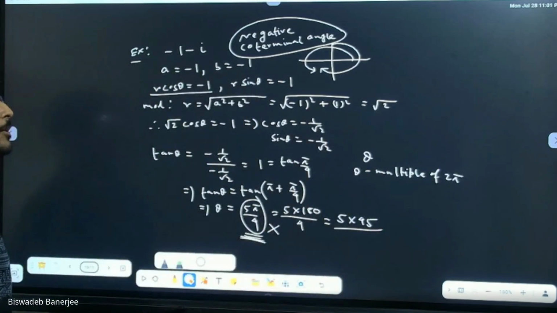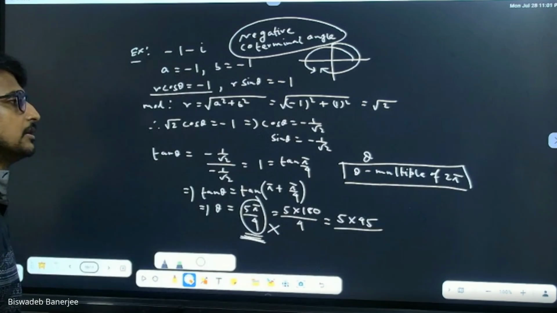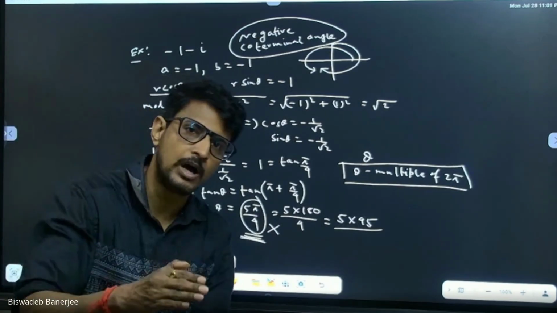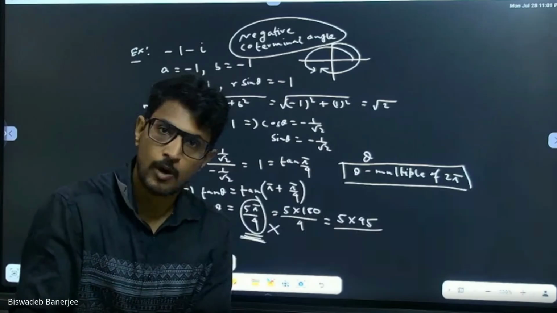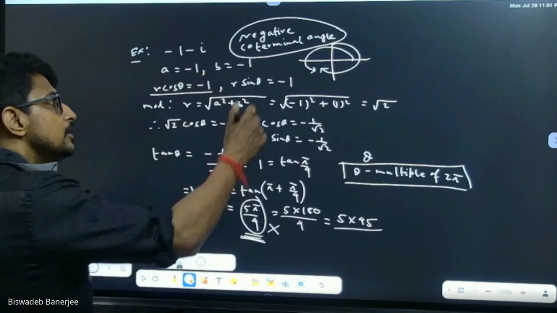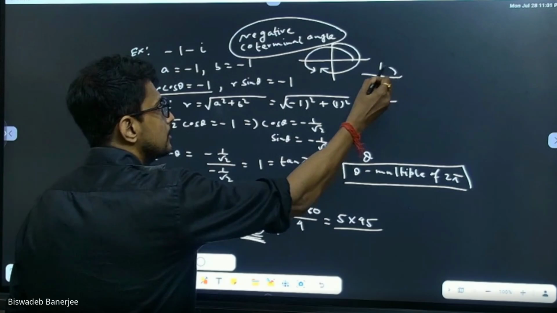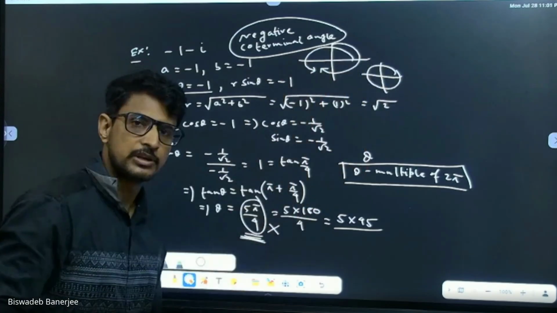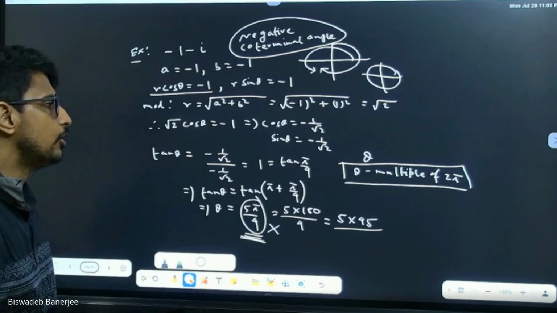This is my concept of co-terminal angle: theta minus a multiple of 2 pi. That means it can be 2 pi into 1, 2 pi into 2, or 2 pi into 3. Why does this theory come? Because the total angle in a circle is 360 degrees, which means 2 pi. I shall make a prepared video on this concept.